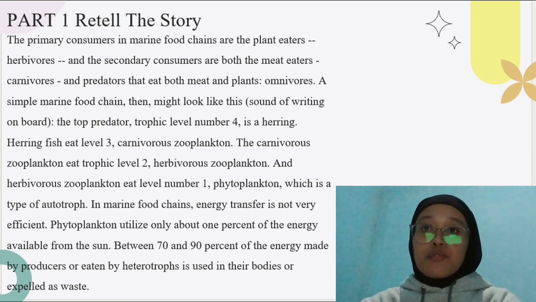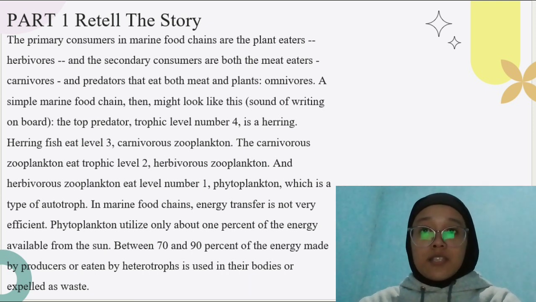A simple marine food chain then might look like this. The top predator, trophic level number 4, is a herring. Herring fish eat level 3, carnivorous zooplankton. The carnivorous zooplankton eat trophic level 2, herbivorous zooplankton, and herbivorous zooplankton eat level number 1, phytoplankton, which is a type of autotroph.